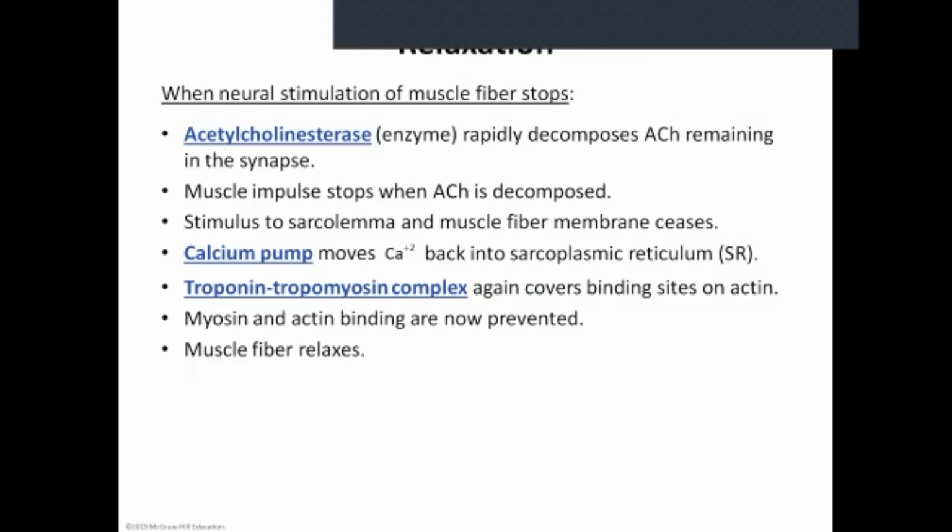And because you don't have calcium anymore, that troponin and tropomyosin complex go back to their original shape. They cover up those binding sites. Actin and myosin can now not form those cross bridges. And when they can't form that cross bridge, it allows that muscle fiber to relax and go back to its original length.